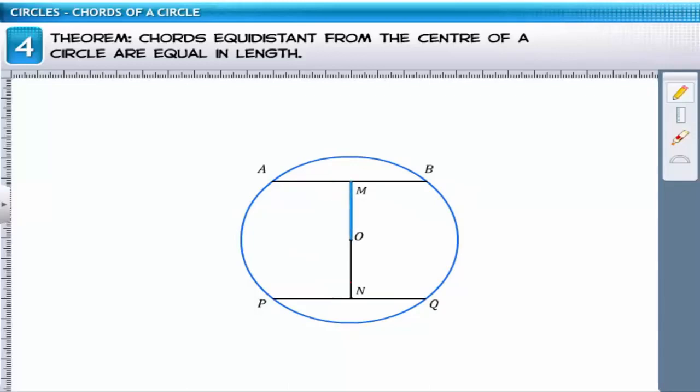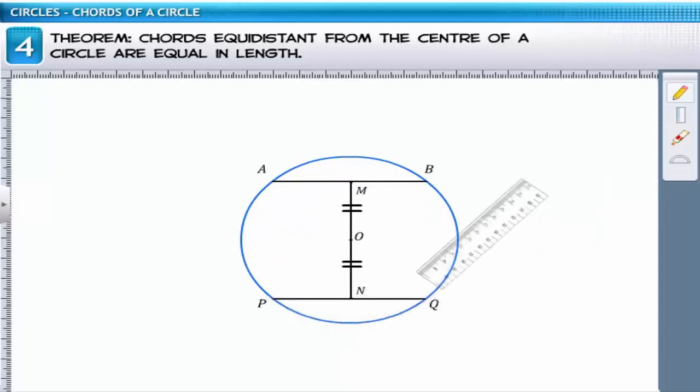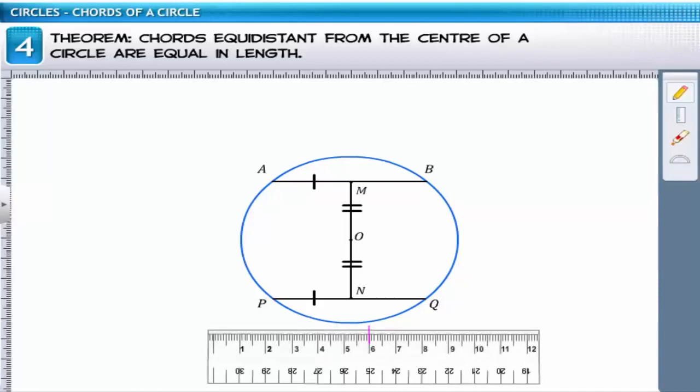We have to prove that if OM equals ON, then AB equals PQ. Now, let us measure chords AB and PQ to see if they are equal. First, let us measure AB. Next, we'll measure PQ. Simple measurement shows that chords AB and PQ are equal. You just proved that chords at an equal distance from the center of a circle are equal in length.